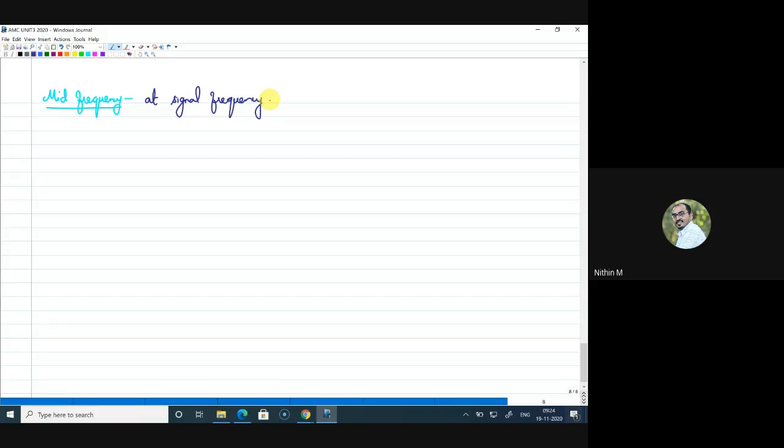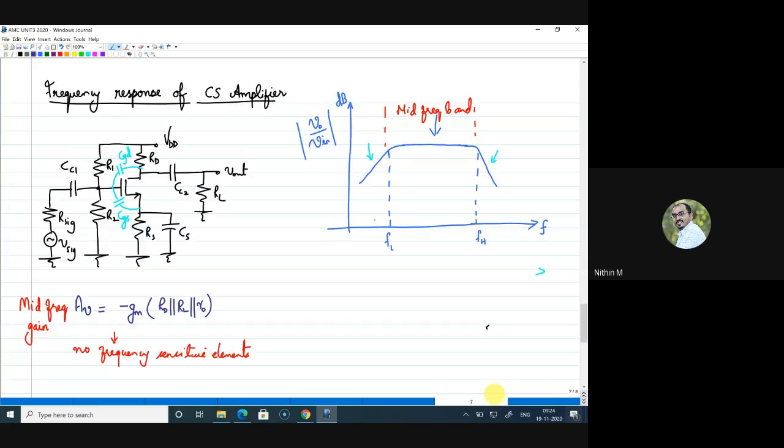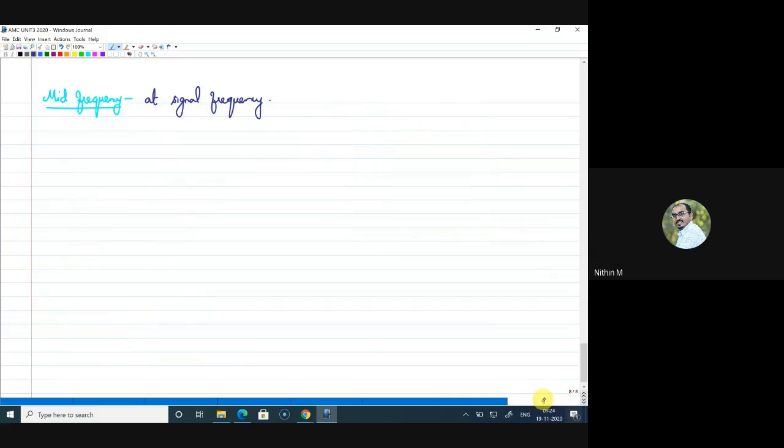Right. Now, if you look at the circuit diagram, you have different capacitors. How many capacitors do you have? You have three coupling capacitors, which are marked in red, and two capacitors, which are the high frequency capacitors, which are marked in blue. So let me consider both here.